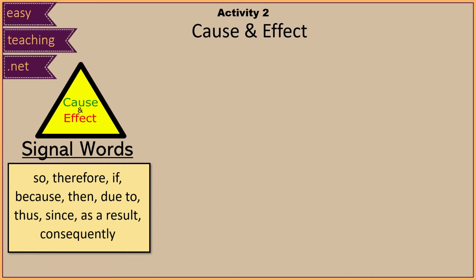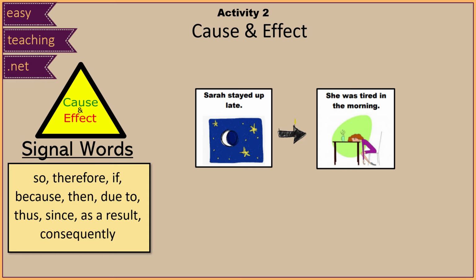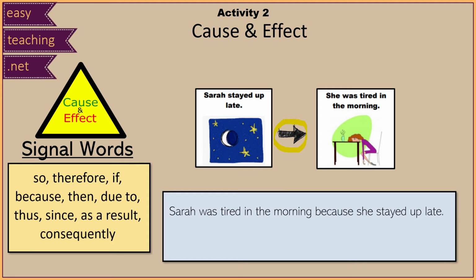Look at an example that we had earlier in the lesson. Here, an arrow is representing cause and effect. But we could also use a signal word to show that there is a relationship between the two events. Sarah was tired in the morning because she stayed up late. Or, Sarah stayed up late, thus she was tired in the morning. Can you see the signal words I used? Because and thus.